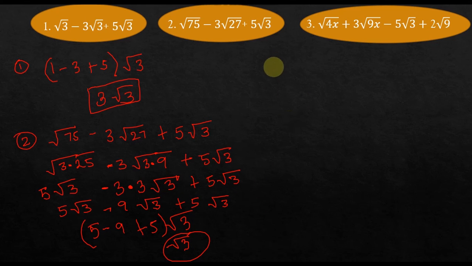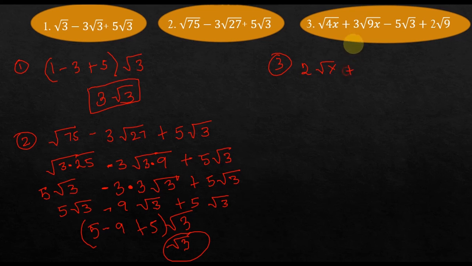Next, number 3. Last number, we have here square root of 4x plus 3 square root of 9x minus 5 square root of 3 plus 2 square root of 9. And again, we need to simplify each radical to see if there are similar radicals. So here in our first term, we have square root of 4x. Simplifying this one will give us 2 square root of x. Obviously, 2 came from the square root of 4 here. Square root of 4 will give you 2. So 2 will be put outside the radical sign.